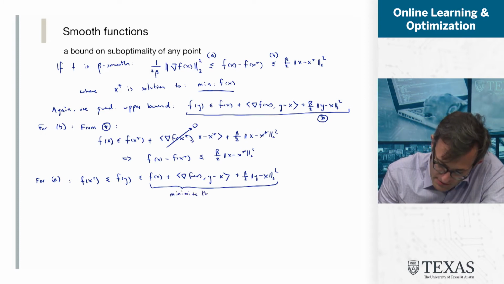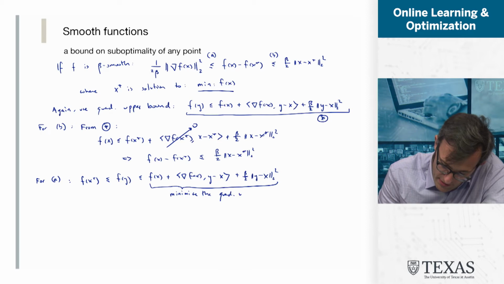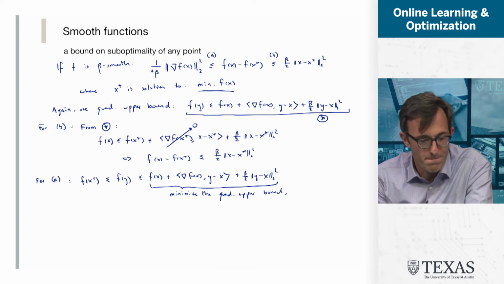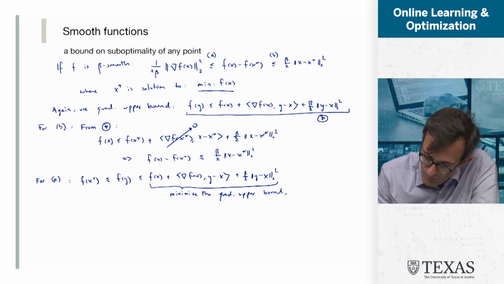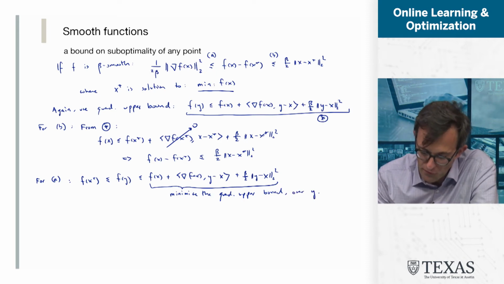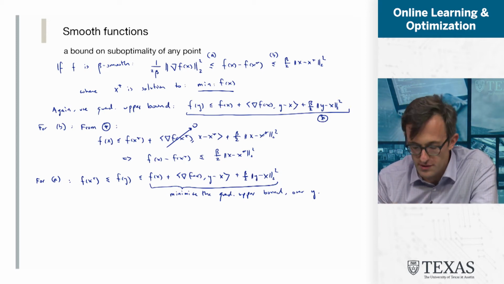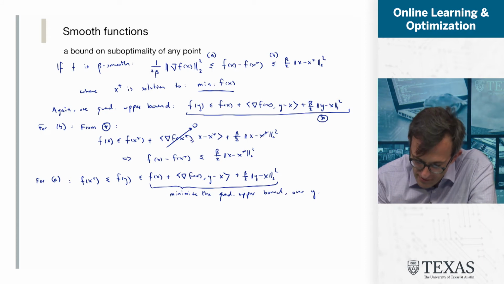Minimize the quadratic upper bound over y. So if I minimize over y, how do I do that? Again, it's just a quadratic. Take the gradient, set it equal to 0. What value am I going to find?